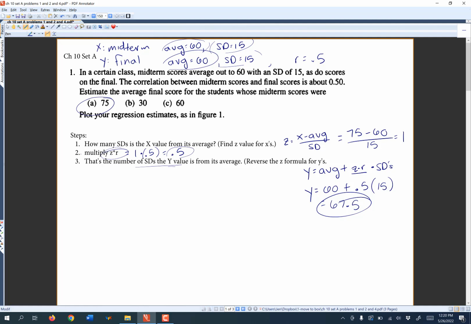Okay. So as we go through the steps, first we find z using all of our x values. Then we multiply it by our correlation to get our better predictions. And that tells you how many standard deviations your y value should be from its average. So you'll do the y average plus however many standard deviations. And that's what we're going to do. We're going to just repeat that over and over for each of these values. So now you'll do it for 30 and you'll do it for 60. Just do the exact same thing.